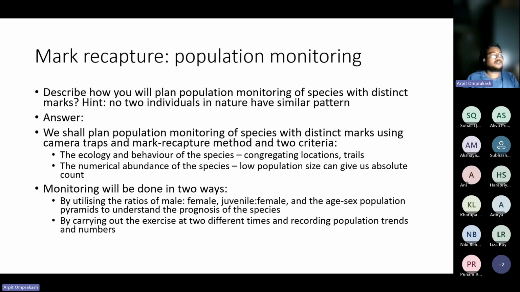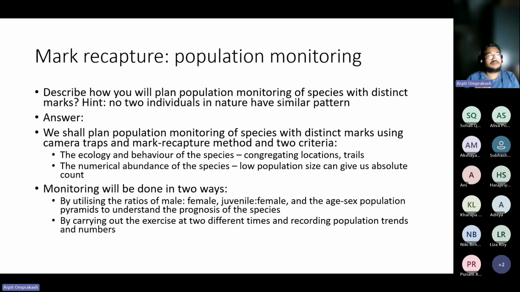So the question here is, describe how you will plan population monitoring of a species with distinct marks. Since the population has distinct marks, which are probably visual identification marks, we can easily use camera traps. And as mentioned, we can use the mark recapture method, but we need to keep in mind two things. The first thing is the ecology and behavior of the species. Is the species aggregating at certain places? For example, peacocks aggregate in certain places for lekking. Blackbucks also aggregate for lekking.